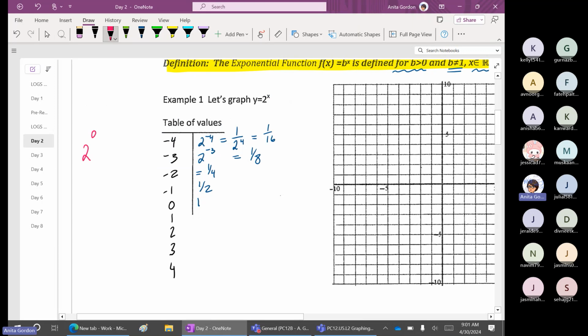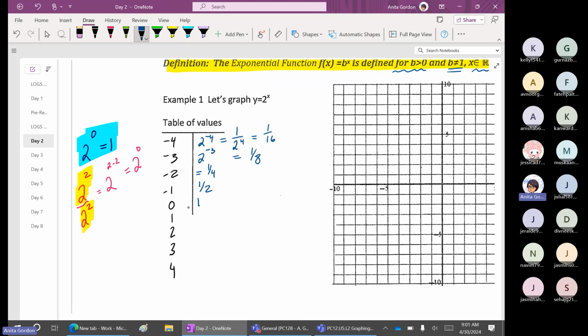2 to the 0, we know this is 1. A visual representation would be this. What if I had 2 to the 2 divided by 2 to the 2? Using my exponent laws, this is 2 to the power of 2 minus 2, which equals 2 to the 0. And we know from our division rules that when we have the same number in the numerator and the denominator, it goes into itself one time. So that's why this law is true.